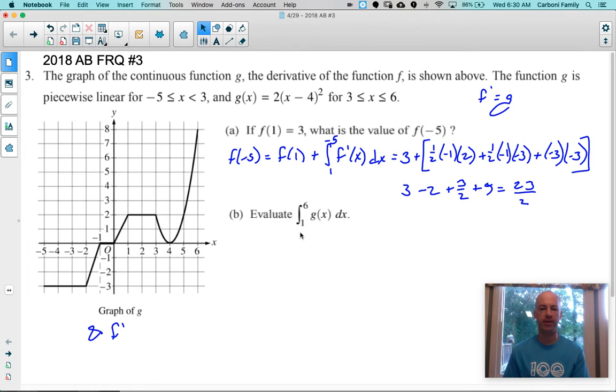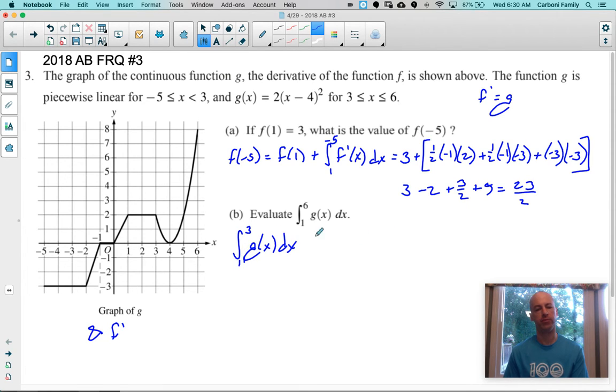Okay, evaluate the integral from 1 to 6 of g. So now we're looking at this actual function, so we're finding that integral. From 1 to 6, we do transition from a line to that parabola. So I'm going to have to break this up. I'm going to have to do 1 to 3 of g. And my 1 got hidden, put 1 there. And then I will need to find the area from 3 to 6 of g. And 3 to 6, we get to use this equation, 2 quantity x minus 4 squared dx.